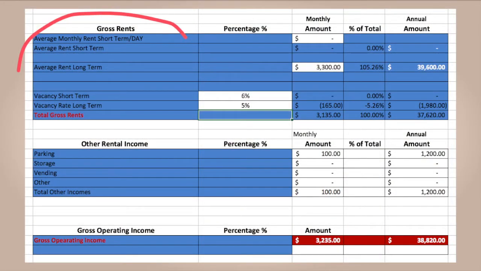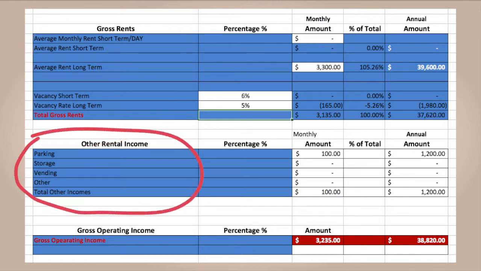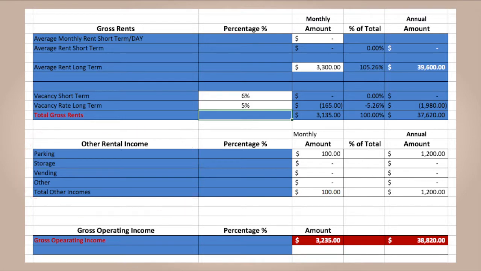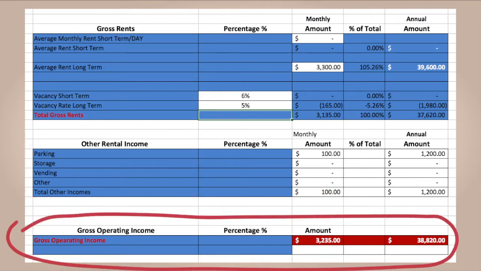How much will you be renting it out for? What would you charge for a short-term rental in comparison to a long-term rental? What other rental income, such as parking, storage, and vending, will you be able to earn? These details will give you the gross operating income of your investment. Then we need to look at the expenses of maintaining a rental property.